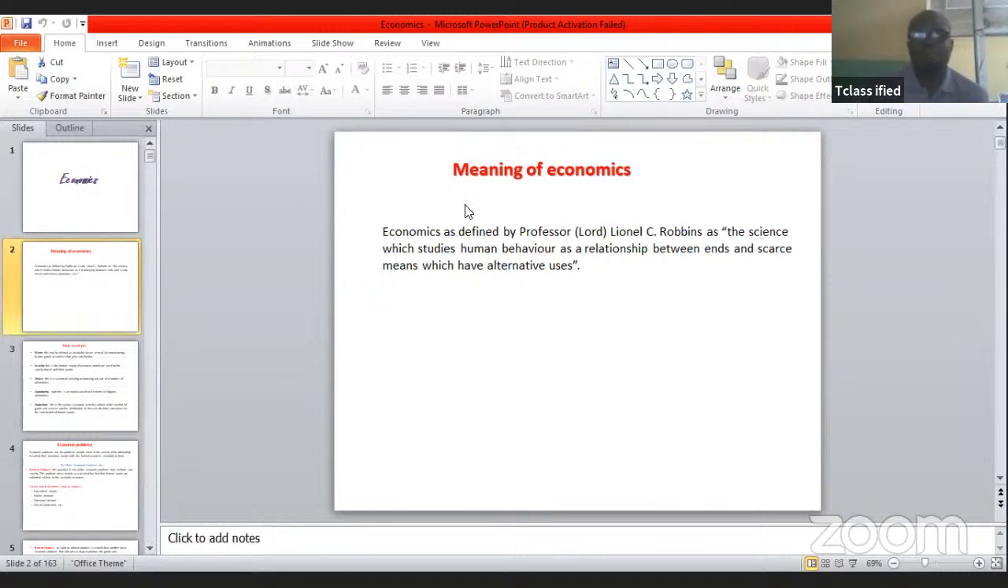And such words are words like ends, scarce means, and alternative uses. These are very important words, and when they come together to form a definition, it's a very powerful definition. That's why we note that the definition of economics is the one given by Professor Leonard Robbins, a science which studies human behavior as a relationship between ends and scarce means which have alternative uses. As we move forward, we are going to understand what ends and scarce means are, and also what alternative uses are.